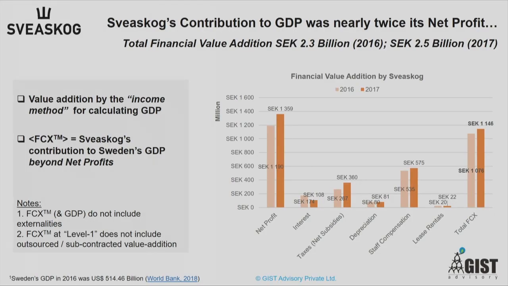So even the financial value addition is a lot more than just the net profit number of the company. And as you can see, the large items here are staff compensation, about 570, 530 million Swedish krona. There's taxes, net of subsidies, about 260 to 360 million Swedish krona. So these are the large items, but there's some of all the other elements which are collected together in estimates made at the national level, which are there, sitting here in Sveaskog as well. So that is step one, working out the unreported value addition.